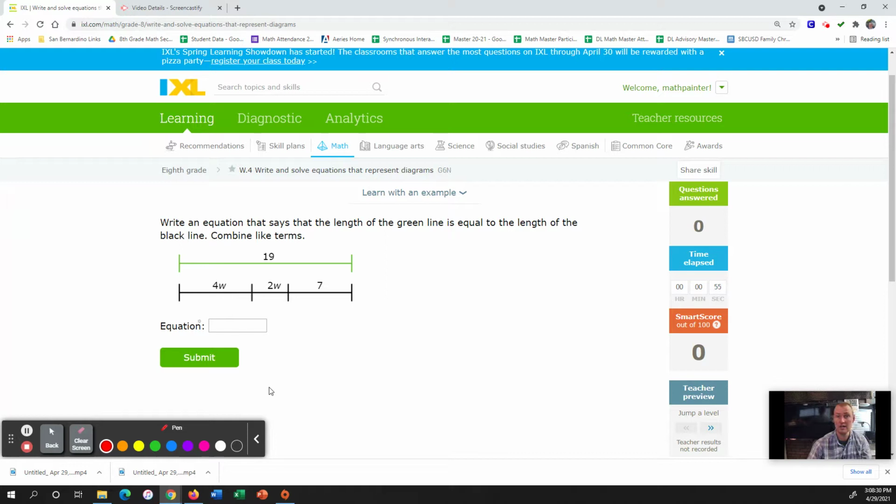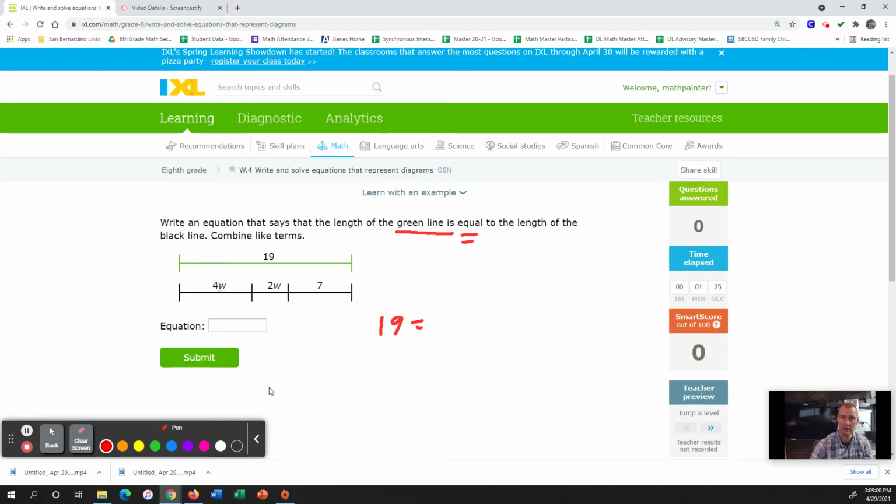First step: when I see a bunch of words as well as a diagram, I'm going to read the directions to see what we're going to do. It says write an equation that says the length of the green line is equal to, remember the equal sign looks like that, the length of the black line. Combine like terms. So what they're saying here is the length of the green line, 19, is equal to the length of the black line.